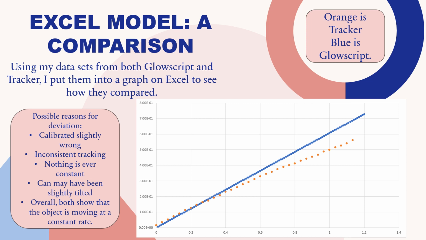For instance, I could have calibrated the can wrong. I definitely could have got it skewed a bit. There could be inconsistent tracking. There's definitely no way that I got the point mass correct each and every time. Nothing is ever constant. There are definitely forces acting on this can that were not taken into consideration. And the can, like I said, might have been slightly tilted, but overall it does show constant motion. And just in the corner here, remember orange is Tracker, blue is GlowScript.